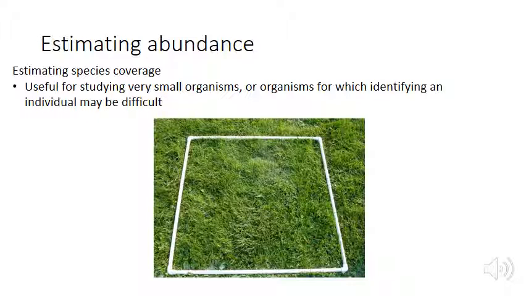In some cases, instead of looking at abundance as the number of individuals in a quadrat, we would look at estimating species coverage. That's really useful for studying really small organisms or organisms where identifying an individual might be difficult. So for example, in this quadrat, you would estimate grass coverage as being roughly 100%, but it would be very, very difficult to determine how many individual plants there are in that quadrat.